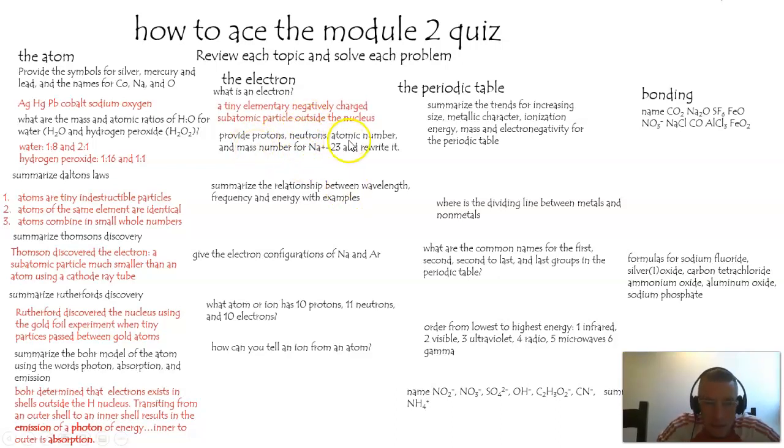Provide protons, neutrons, atomic number, and mass number for sodium plus 23, and then rewrite it. We call this hyphenated notation. That's a hyphen, not a negative sign. And we're talking about a single ion because it has a positive charge. It's not an atom. And it has 23 protons and neutrons total. That's called its mass number. And since it's sodium, by the way, I recommend you have a periodic table for this. Since it's sodium, if you check it out, you'll see that it has to have 11 protons. Otherwise, it's not sodium.